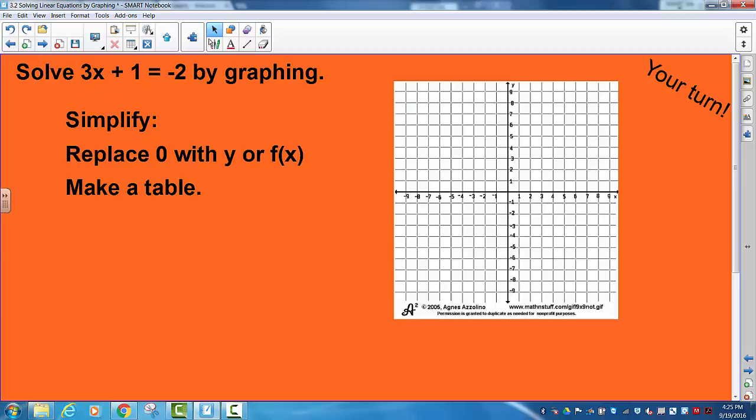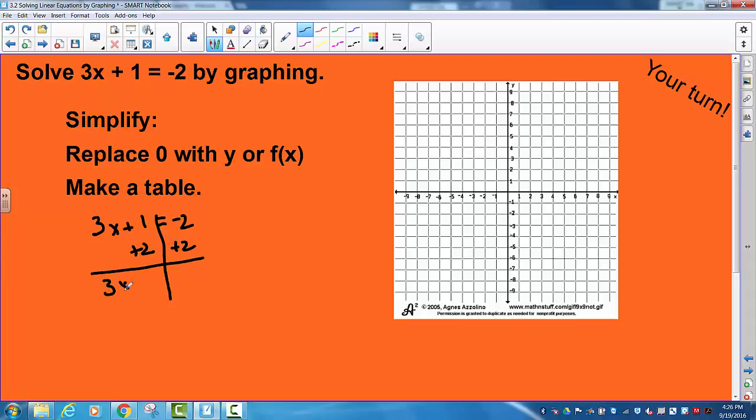Okay, so simplify it. We've got 3x plus 1 equals -2. We add 2 to this side and add 2 to this side, and that gives us 3x plus 3 equals 0. Now we replace 0 with y, and that gives us y equals 3x plus 3. All I did was switch the sides and put the y on the left side. Now let's make our table.